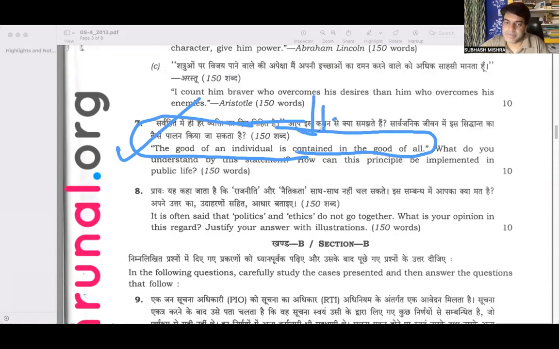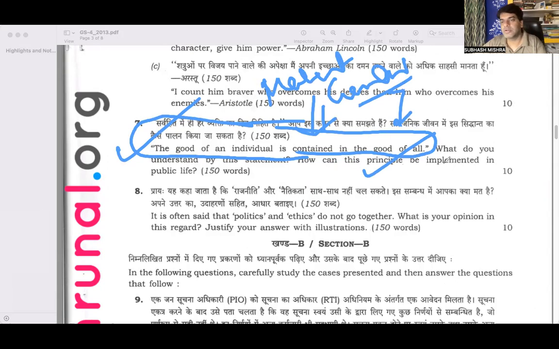This is actually Mahatma Gandhi. When he went to South Africa, he read many scholars, including Tolstoy and others. There he got this idea: the good of the individual is contained in the good of all. And he was guided by this philosophy.